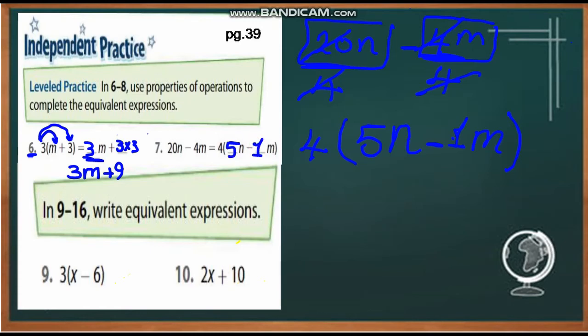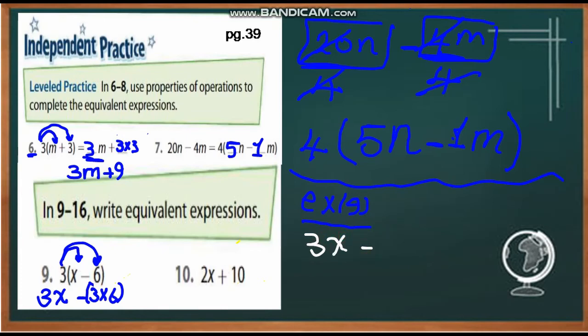In exercises 9 to 16, write equivalent expressions. Exercise 9, we have here 3 times the quantity x minus 6. So we are going to use distributive property. When I tell you use distributive property, that means multiply what is outside the parentheses by each term inside the parentheses. Okay, so we have to write 3x, or 3 times x, we can write it 3x directly, minus 3 times 6. Let's simplify it. 3x minus 3 times 6 equals 18.